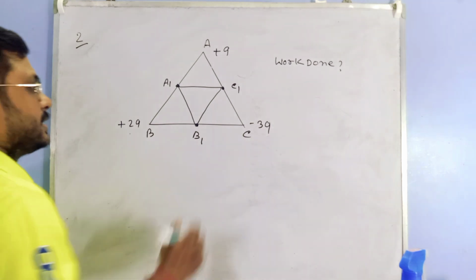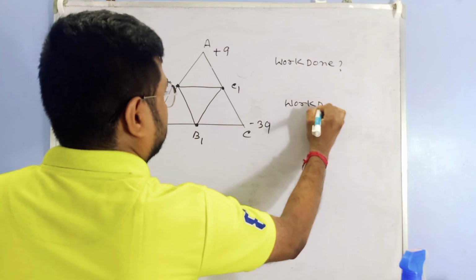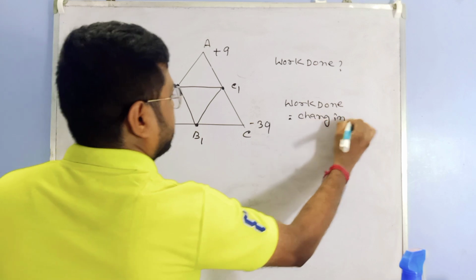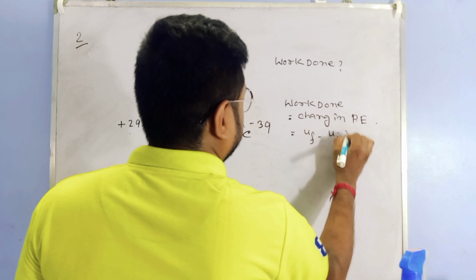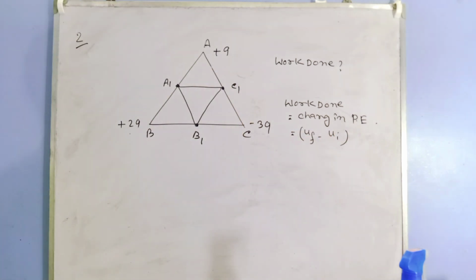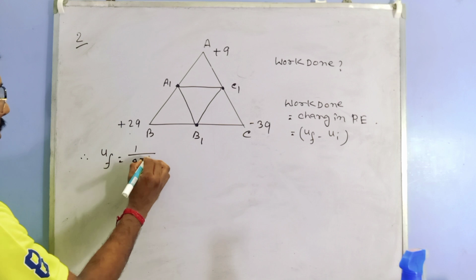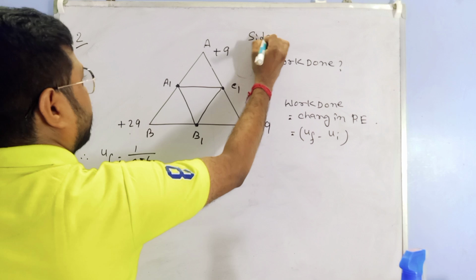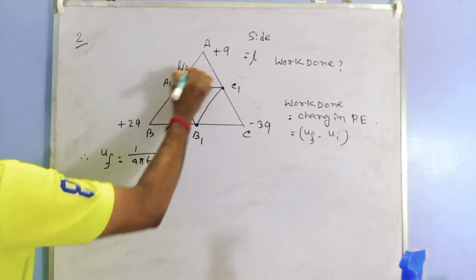So for this, we have to consider work done equal to change in potential energy, that is UF minus UI: final potential energy minus initial potential energy. So UF is 1 by 4 pi epsilon naught, and the side of the triangle is considered as small l. So this distance is L by 2.